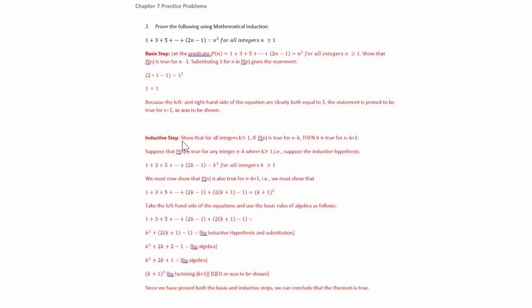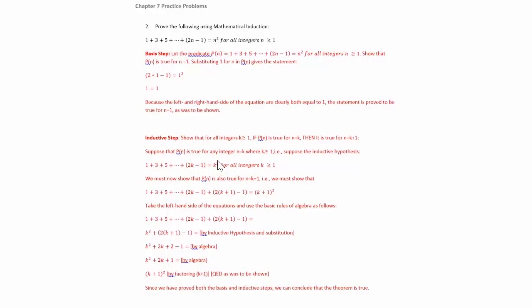Now we move to the inductive step. And this is where students often kind of trip up, so be careful here. We're showing for all integers where k is greater than or equal to 1, if p of n is true for n equals k, then it is true for n equals k plus 1. Okay, so what we're going to do is take this whole equation and replace all of the n's with k. So 1 plus 3 plus 5 plus ... plus 2k minus 1 is equal to k squared.